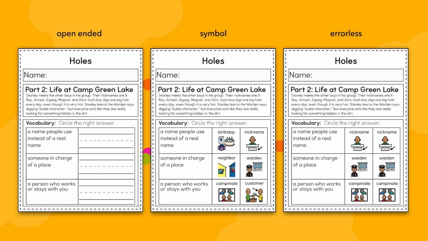Here's non-negotiable number 2, multiple response options, and this is how you do it without making 3 totally different lessons. It's the same page set up in 3 access points: open-ended for students who can generate the answer, symbol choices for students who need support selecting the answer, and errorless for students who are still learning the concept and need guaranteed success while they practice the routine.